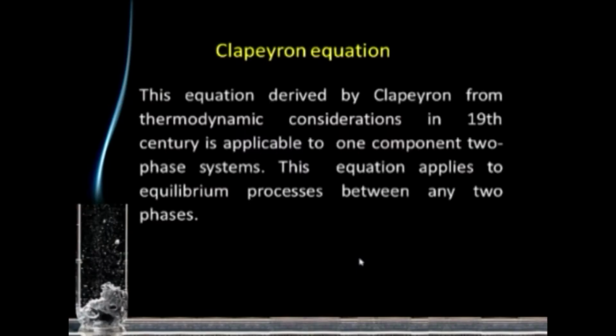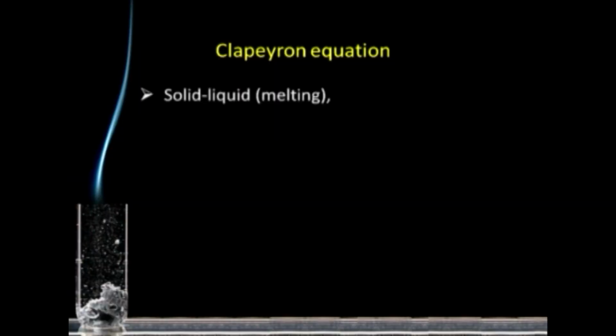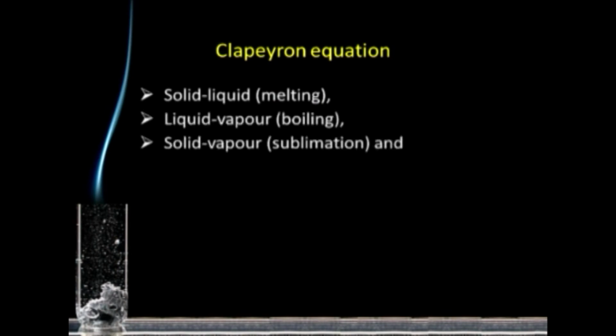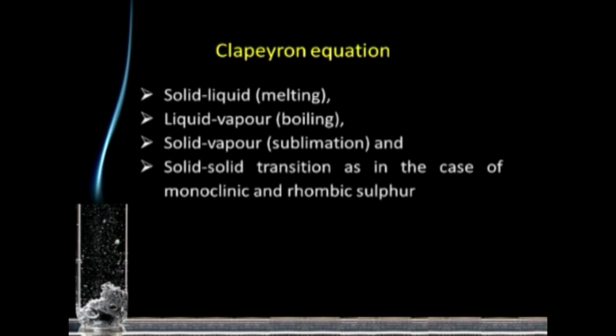Clapeyron equation. This equation was derived by Clapeyron from thermodynamic considerations in the 19th century. And this equation is applicable to one component, two phase systems. You have come across this terminology while studying phase equilibrium. This equation applies to equilibrium processes between any two phases, such as solid liquid in the melting process, liquid vapor during boiling, solid vapor sublimation, and then solid solid transition, as in the case of monoclinic and rhombic sulfur.